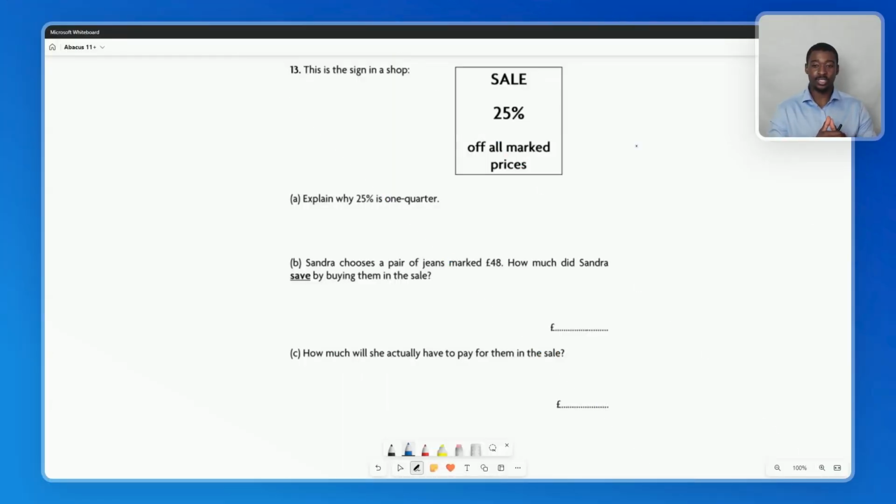Okay, now for question 13, we see yet again we have, at least for part A, another question drawing upon our understanding of fraction to decimal to percentage conversion.